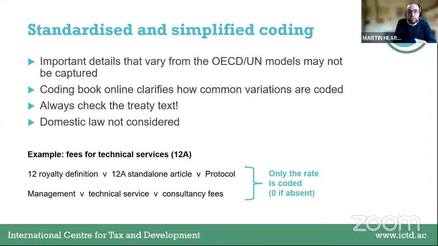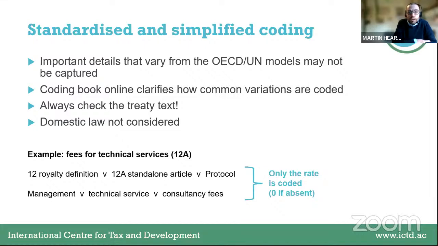So the strength of the coding in this simplified and standardized form is that it enables you to compare and look across treaties very quickly and easily. The limitation is that it loses some of the detail. So, for example, if a provision is worded in a way which differs from both the OECD and UN models, that won't be captured. We will have attempted to map the meaning of the provision onto whether it looks more like the source-based or the residence-based version of that provision, but we won't have recorded that it's different. You'd need to look at the treaty text to see that.